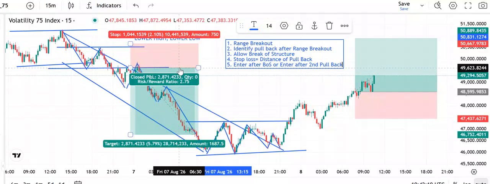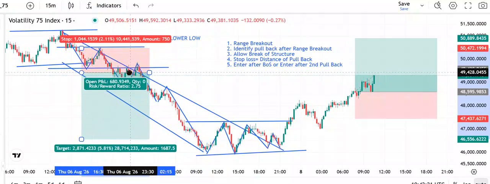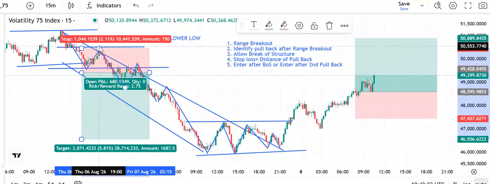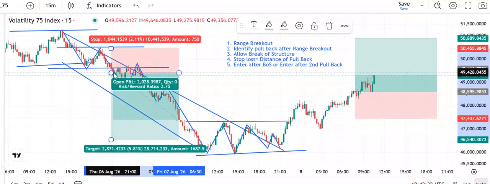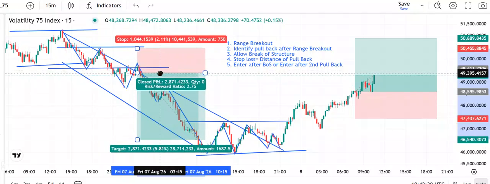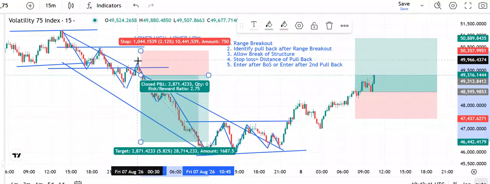What am I saying? Your entry could be this, the break of structure. You have the first pullback after the range breakout. This is the range breakout, first pullback. You can enter here. Okay, the entry can be here after a clear break of structure. Or your entry can be here after this second pullback. This could have been the second pullback, but you can see another further pullback.